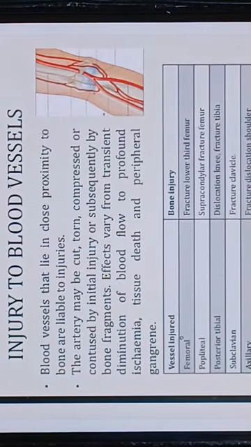Femoral artery is mainly involved in fracture of the lower third femur, and popliteal artery is involved in supracondylar fracture femur. Posterior tibial artery is mainly involved in the dislocation of the knee. Subclavian artery is involved in fracture clavicle, and the brachial artery in supracondylar humerus fracture.